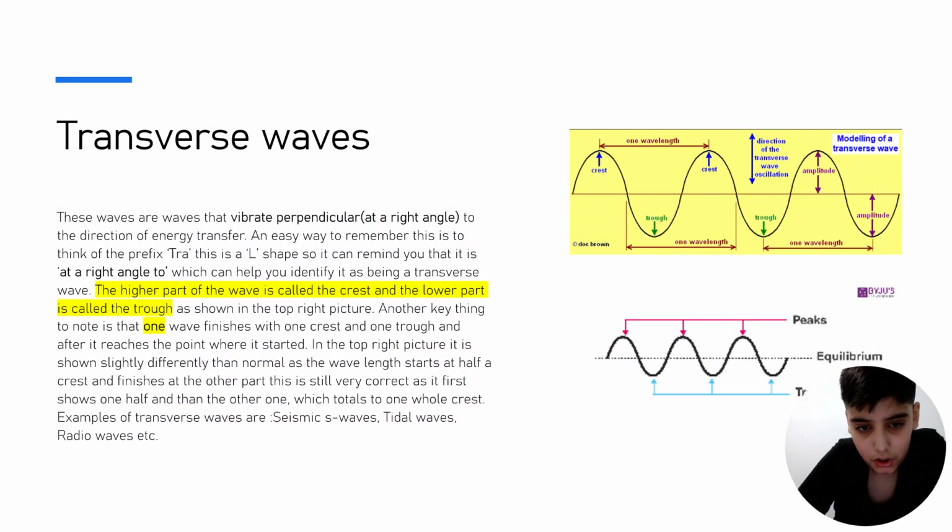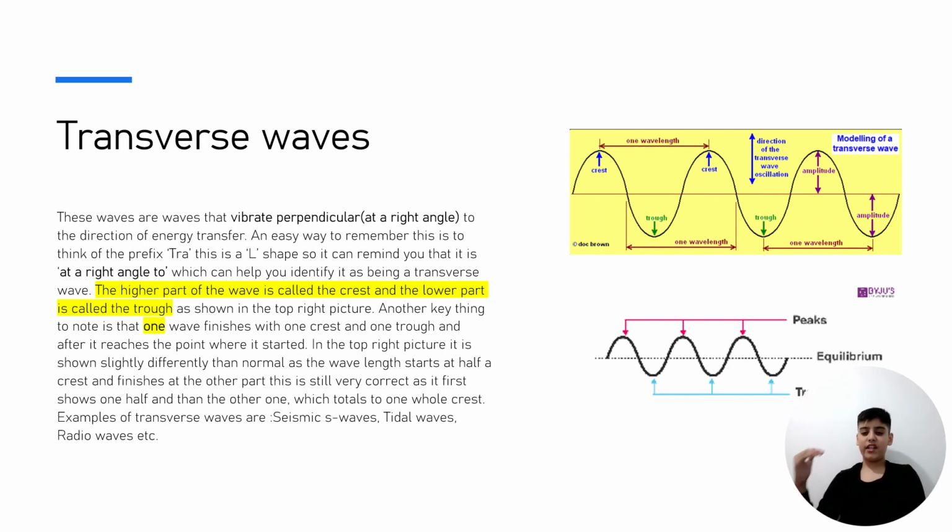Transverse waves. These waves vibrate perpendicular to the direction of energy transfer. Imagine the energy transfer was this way. Perpendicular means at a right angle to something. So if it was traveling this way, the vibration could be this way, downwards or upwards. That is how it would normally look. And you can see here that a transverse wave only normally goes like this.